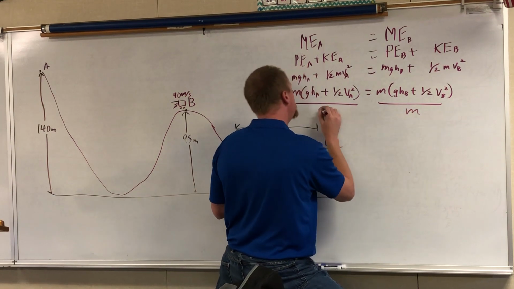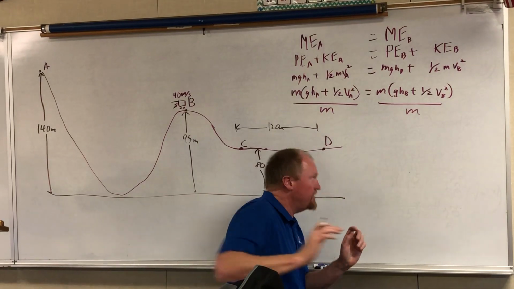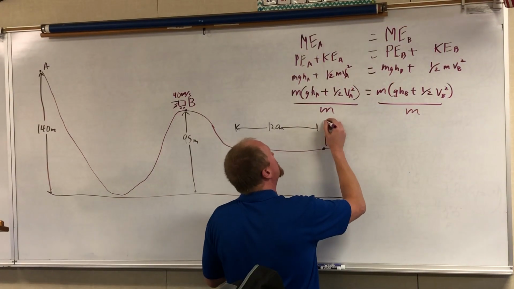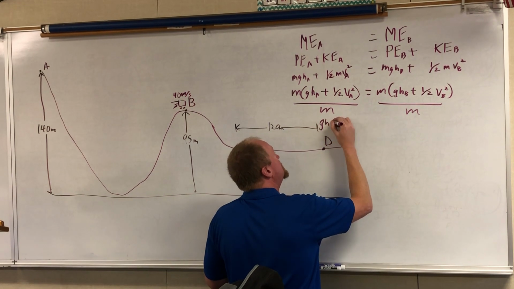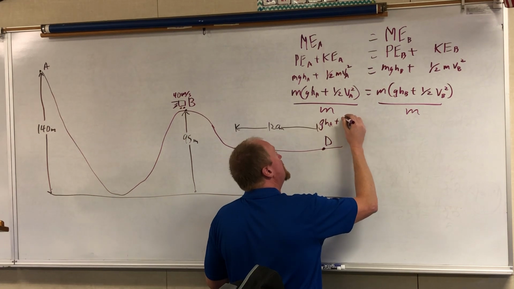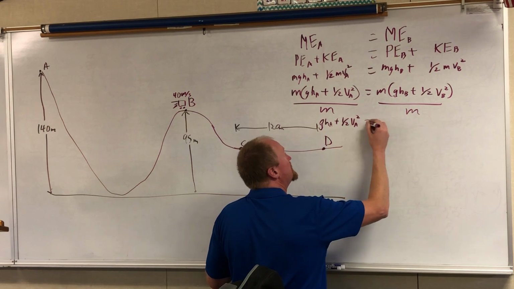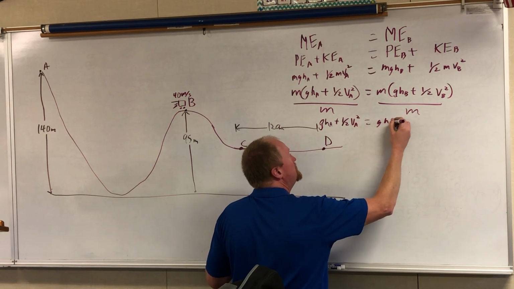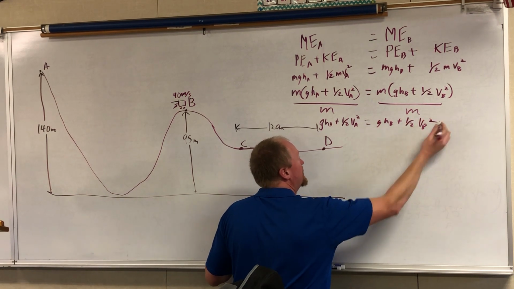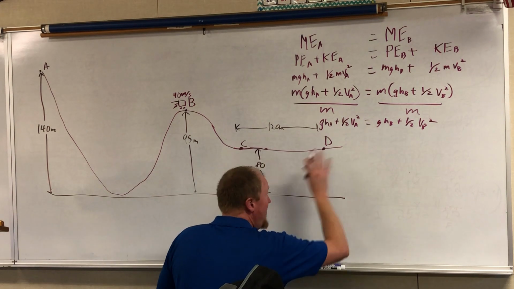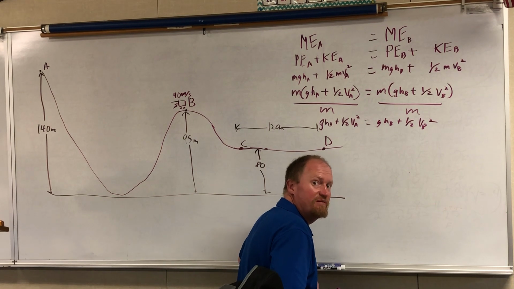Divide both sides by the mass, and I get g, that's g, earthlings, h at A plus 1/2 v A squared is equal to g h at B plus 1/2 v B squared. And that is not solved, is it? But I'll bet you could do it from here.